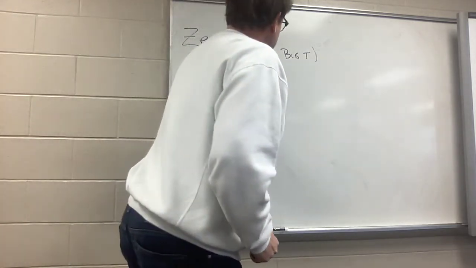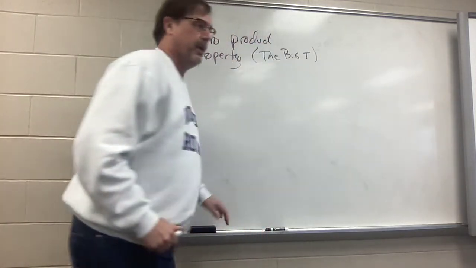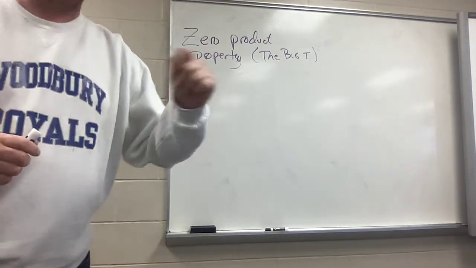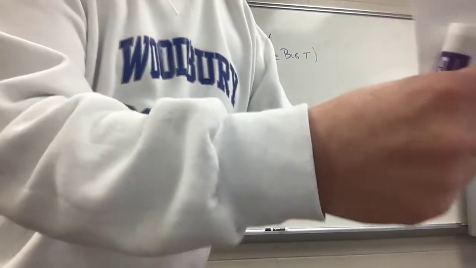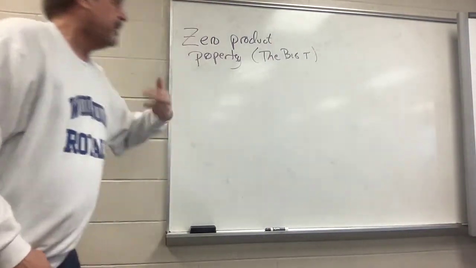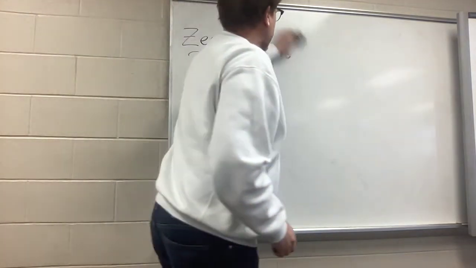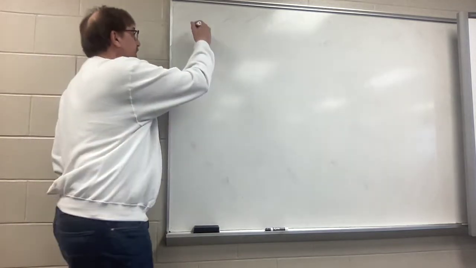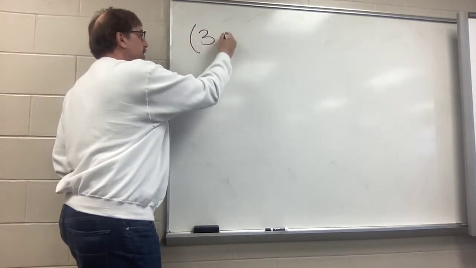So, the zero product property, we like to call it the big T because it looks like a big T. We may have seen this idea before, but now we're going to take it maybe a step further. So here's our first one. I have already factored it earlier today.